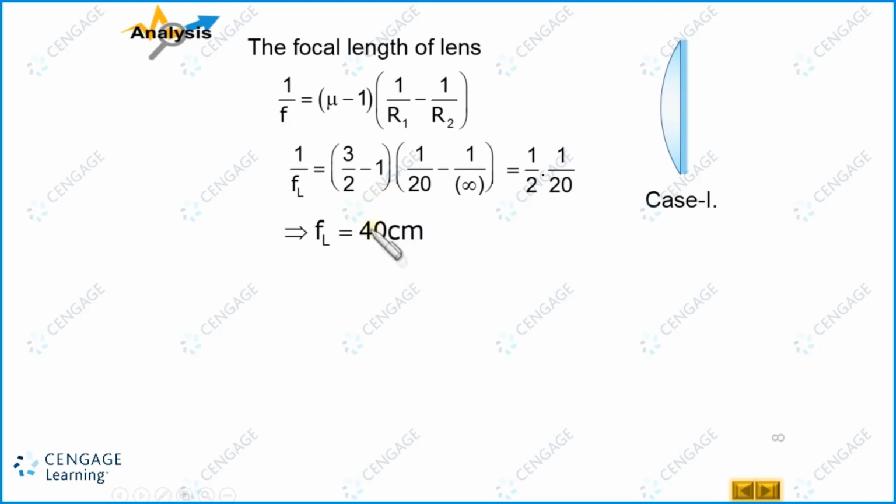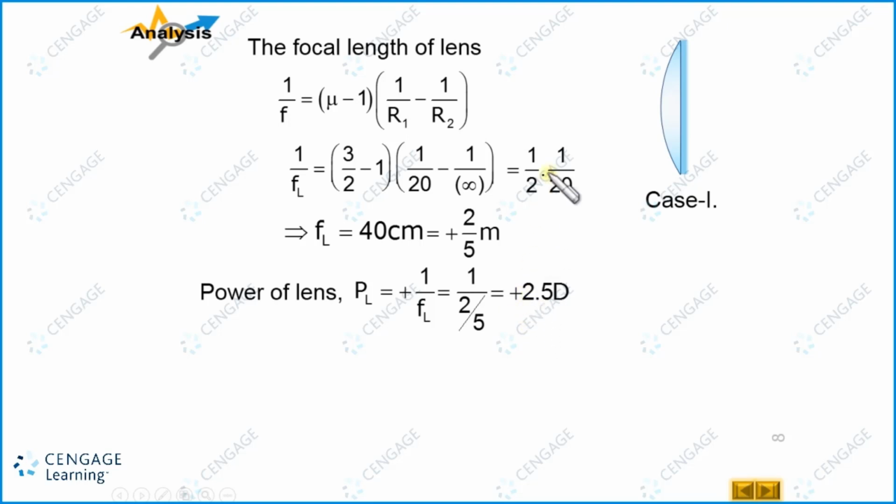But for calculating power, we need the focal length in meter. So to get this value in meter, divide by 100. This is equal to 40 divided by 100, or 2 by 5 meter. This is the focal length in meter. Now we know the power of the lens is equal to 1 upon focal length with a positive sign. So we can write power of the lens equal to 1 upon FL. So here we can write 1 divided by 2 by 5, or 5 by 2, that is 2.5 diopter. Okay. And the power of this flat mirror is 0 because the focal length is infinite here.